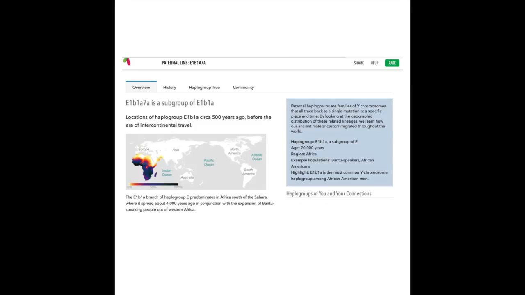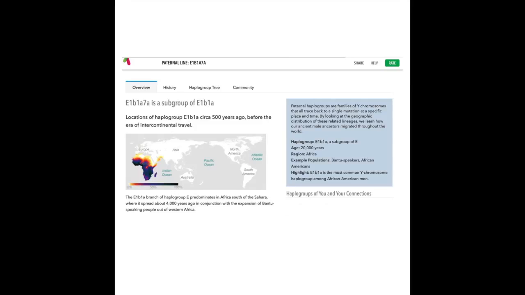Now, as we take a look at the paternal line, he tested E1b1a7a, and according to 23andMe, this haplogroup, E1b1a, was circa 500 years ago, before the era of intercontinental travel. And we see it's a 2,000-year-old lineage, or genes that go back that far, of course, on the paternal side, in Africa. In the example populations, it shows Bantu speakers and African Americans.